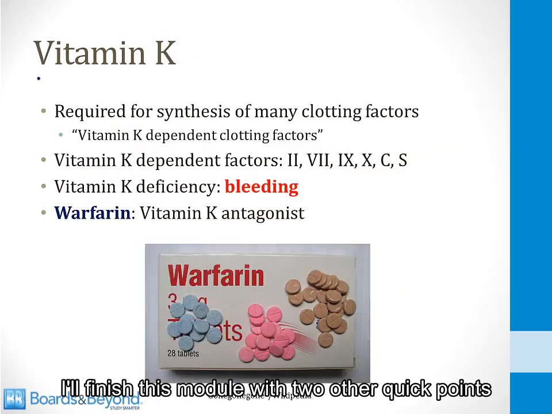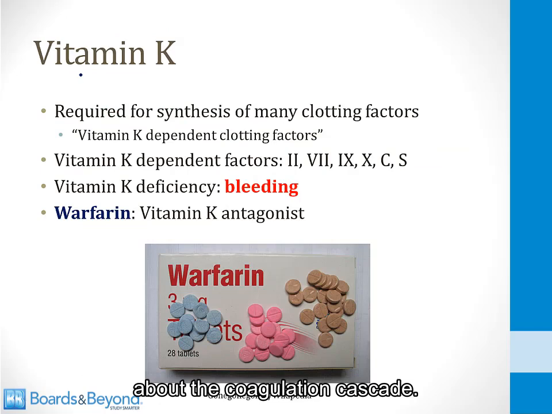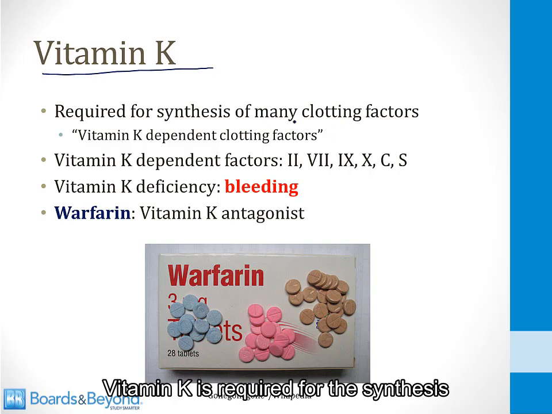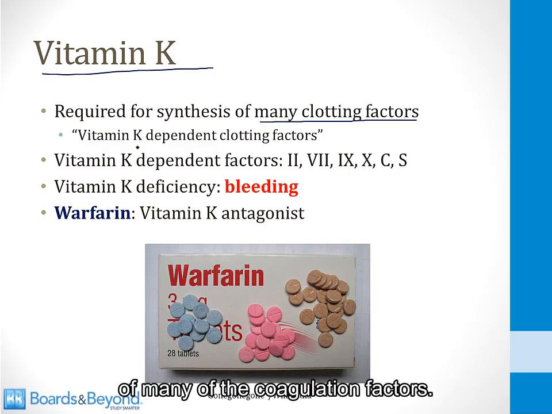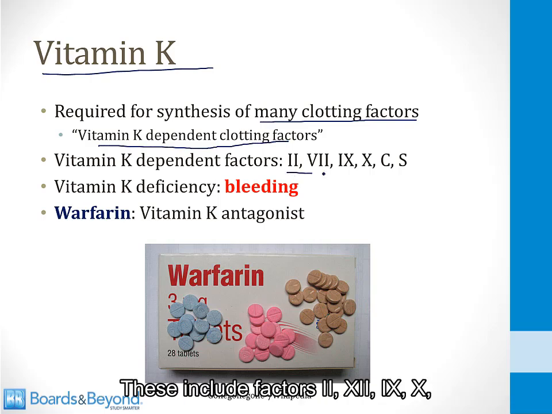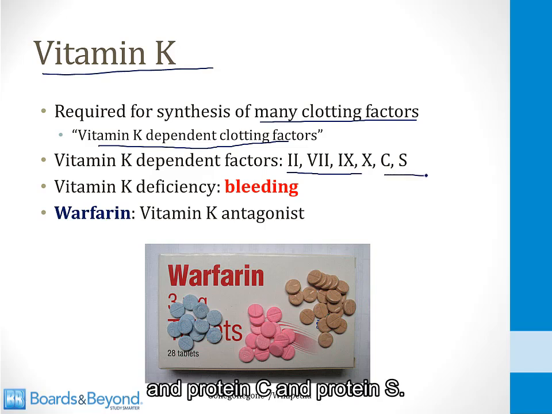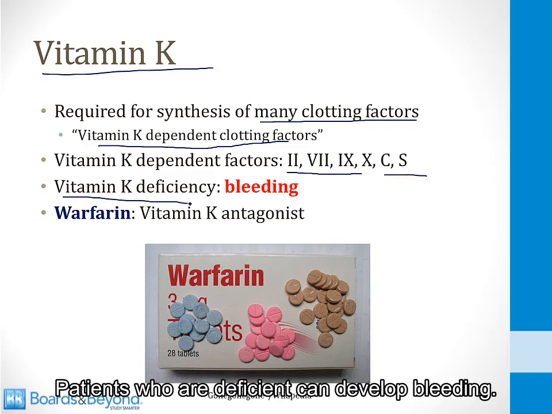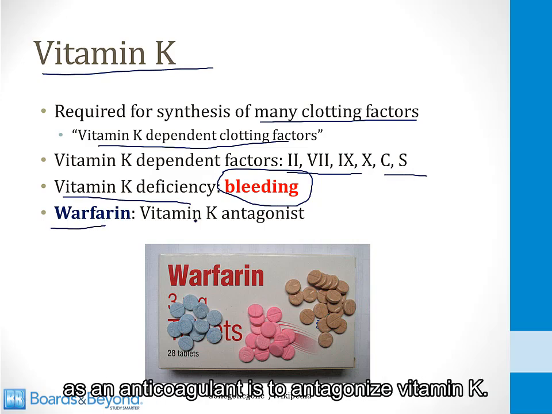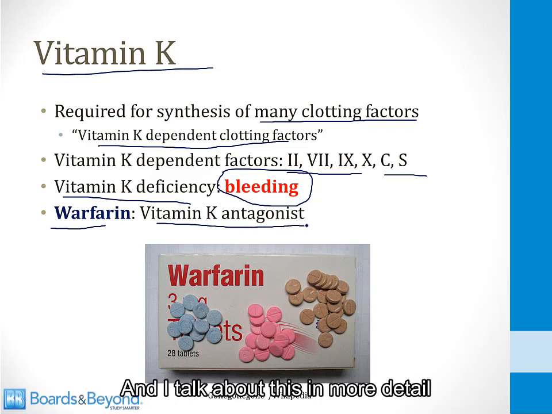I'll finish this module with two other quick points about the coagulation cascade. The first has to do with vitamin K. Vitamin K is required for the synthesis of many of the coagulation factors. They are called vitamin K dependent clotting factors. These include factors 2, 7, 9, 10, and protein C and protein S. Patients who are deficient can develop bleeding, and the mechanism of warfarin's effect as an anticoagulant is to antagonize vitamin K. And I talk about this in more detail in some of the other modules.